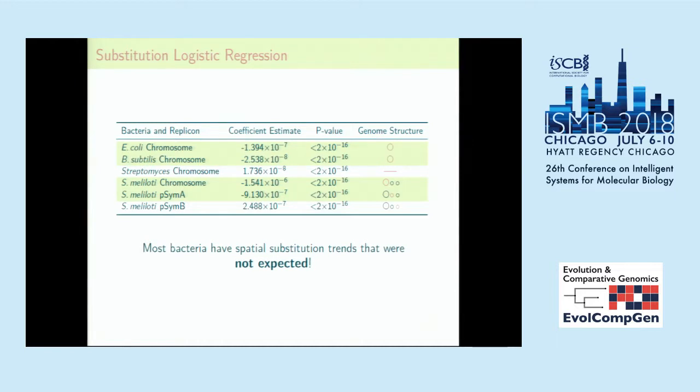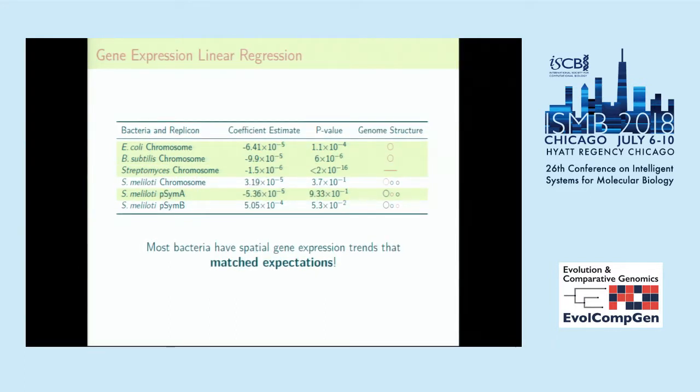So this table summarizes the results from the substitution analysis. You can see that for majority of the replicons, the results are negative, indicating that the number of substitutions decreases when moving away from the origin, which is opposite and not expected based on the previous studies done with mutations. And then for the gene expression analysis, again, we see that majority of the bacteria have a negative trend. So again, the gene expression decreases when moving away from the origin of replication, which matches what previous studies have found.